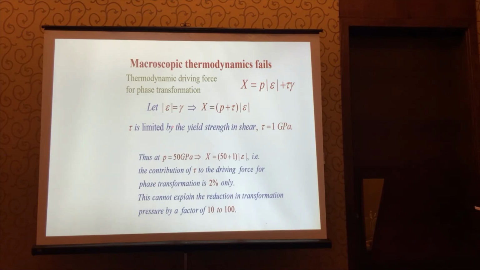And the reason is that shear stress is limited by yield strength in shear, say 1 GPa. And this is the expression for the mechanical part of the driving force for phase transition. If you assume that normal transformation strain and shear are equal for simplicity, then they add, and at 50 GPa, the contribution of shear stress is just 2%. Right? If we change here, we will get 20%, 30%. But there is no way to explain pressure reduction by one or two orders of magnitude.